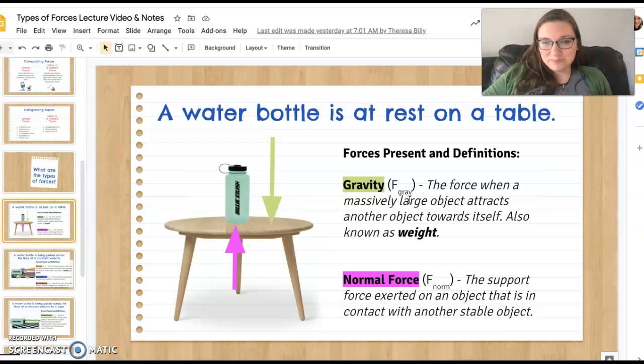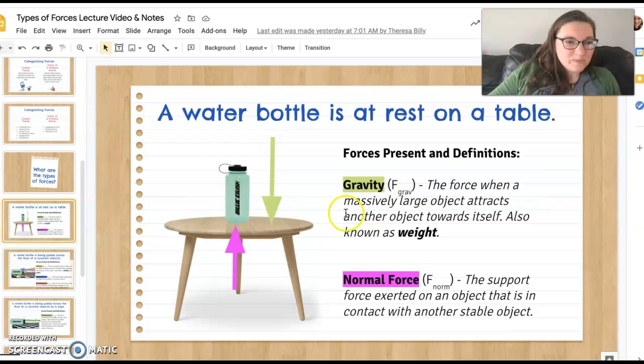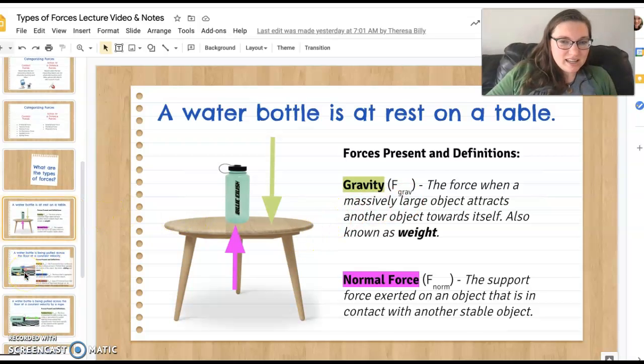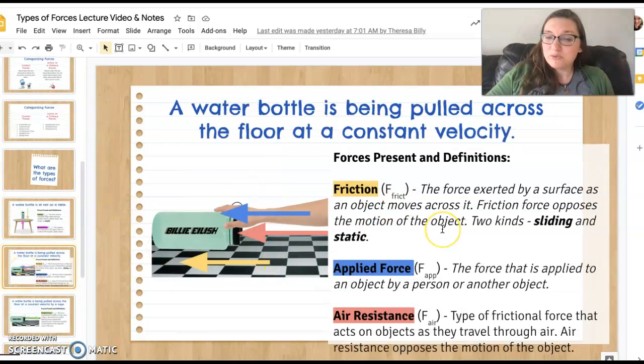So normal force is the opposite of that, where if this water bottle is resting on this table, then the table is pushing up on that water bottle in order to keep it right where it is. Okay, so then there's friction.